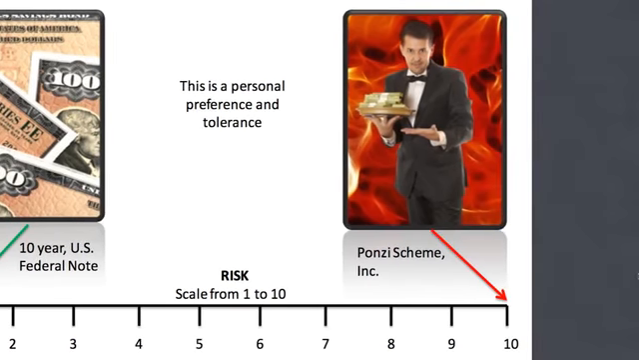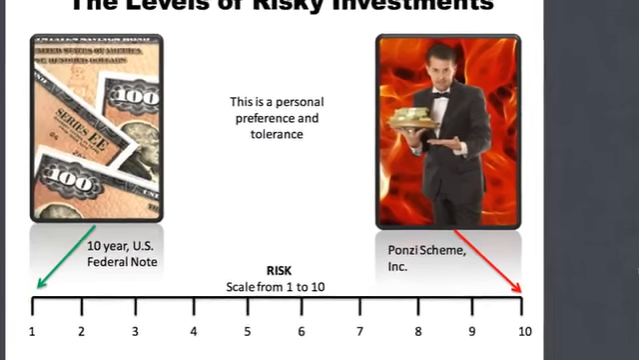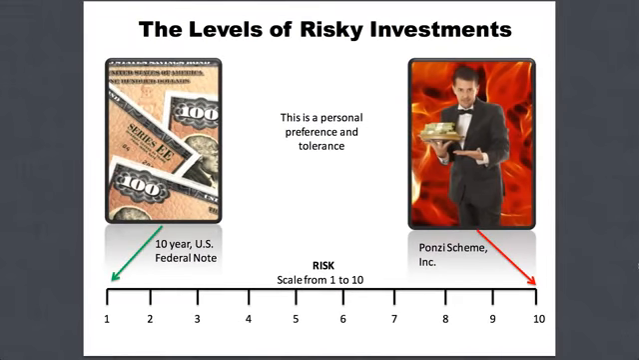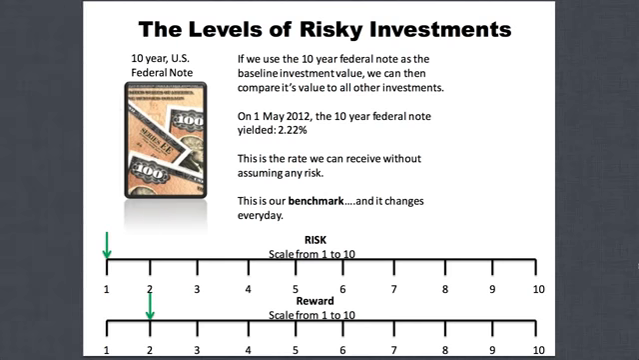And then on the right, we kind of have a funny picture with the Ponzi scheme incorporated as our 10. So as you look at this chart, you're going to have to assess and think about the amount of risk that you're willing to assume for each and every investment. And you're always going to compare it back to that 10-year federal note.